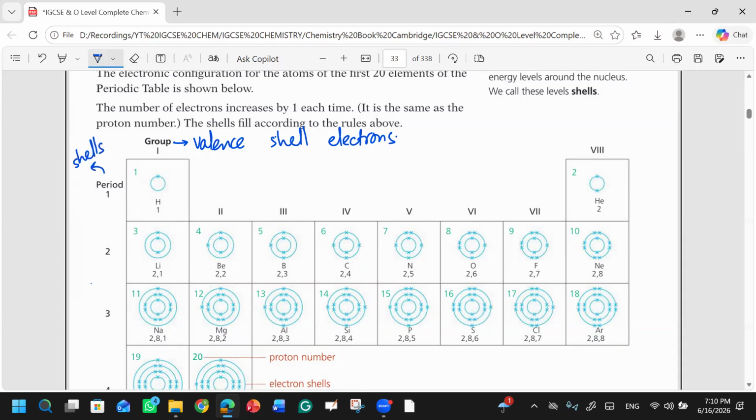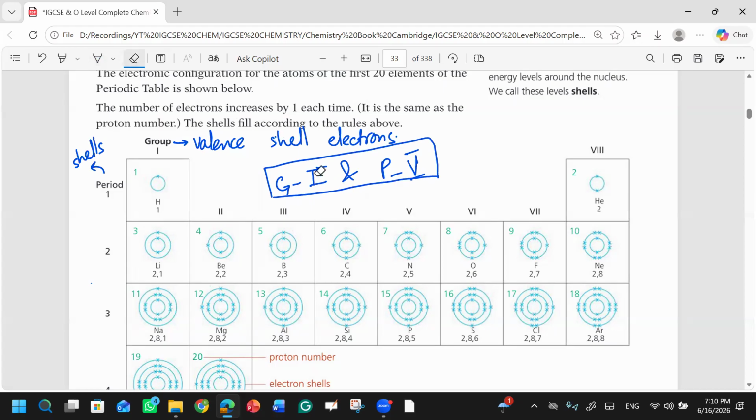If I am writing group number 3 and period number 5, what information will I get from this? Group 3 means it has 3 valence shell electrons, not valency shells. The valence shell is the outermost shell, and the group number tells us the number of electrons in it.